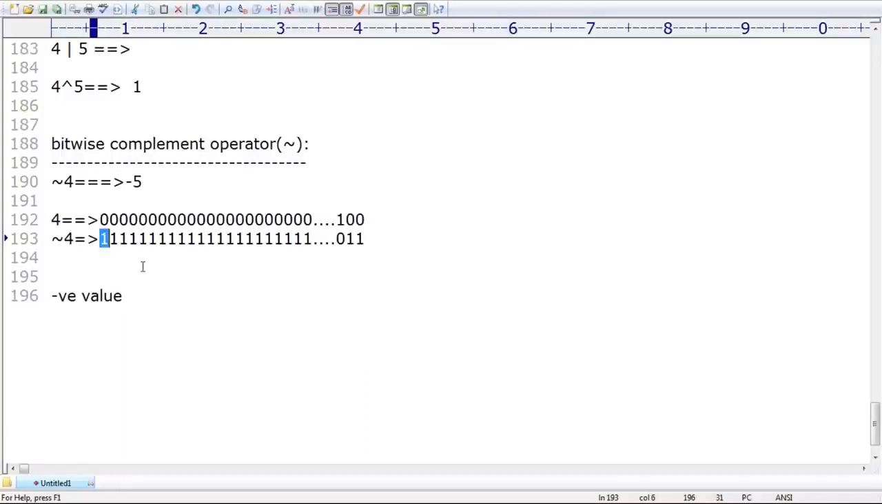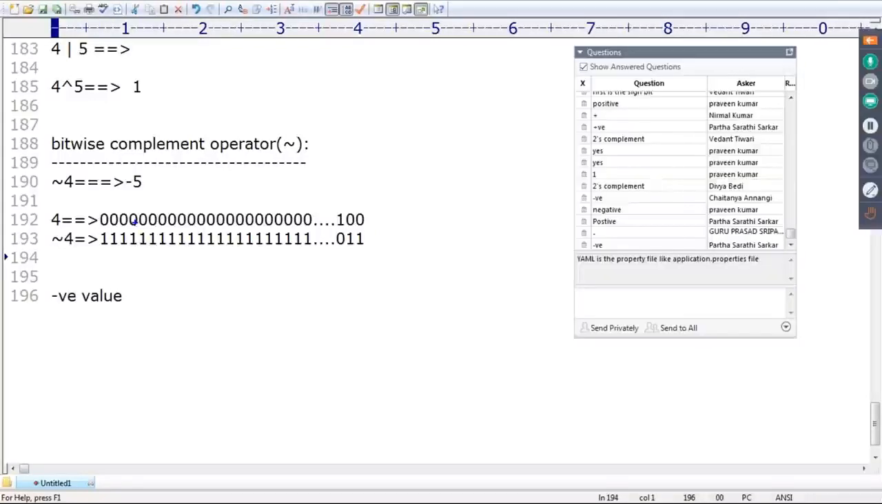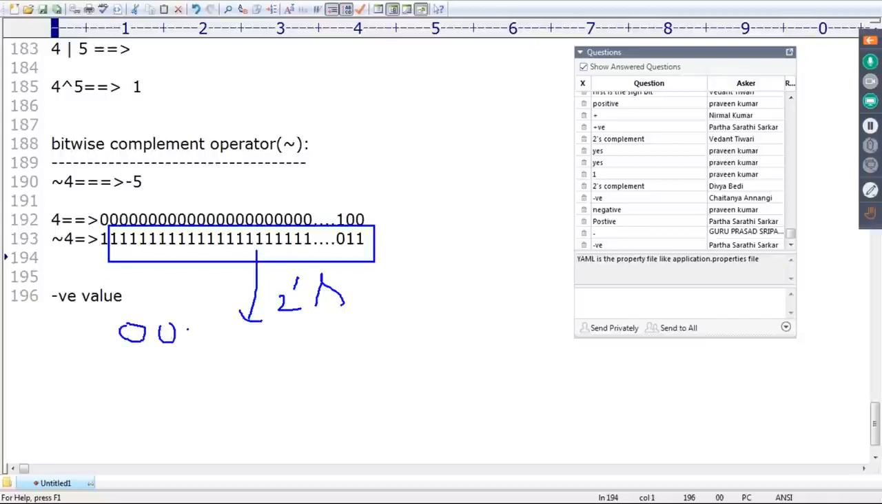If it is a negative value, then the remaining bits represent the value in 2's complement form. Remember that, sir. Negative numbers will be represented in 2's complement form. How to find 2's complement form? First, we have to find the 1's complement and then add 1. Find the 1's complement: 1 will be replaced with 0, and 0 will be replaced with 1. 1's complement means very simple.